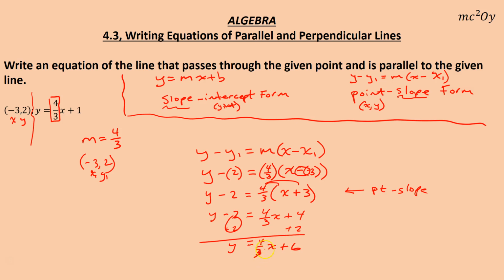So an equation of a line that is parallel to 4/3 x plus 1 and goes through the coordinate negative 3, 2 is this right here. And you can check that. You know it's parallel. You can just plug in the point and see if it works. 4/3 times negative 3 is negative 4, plus 6 is 2. Hey, it works out. Here's my equation.